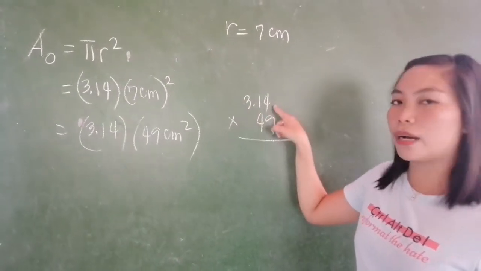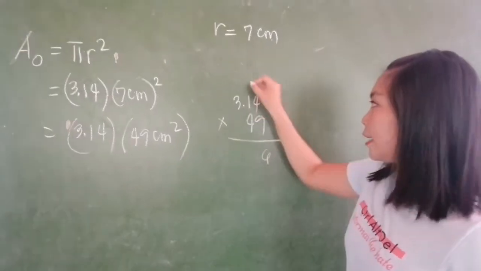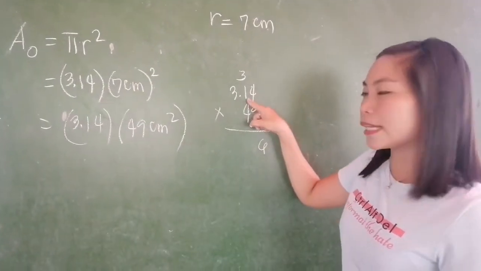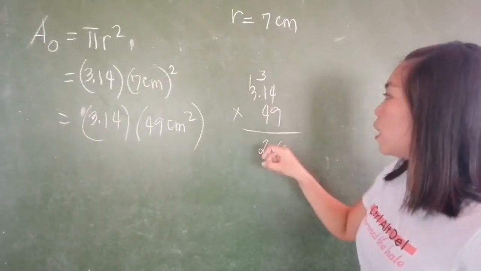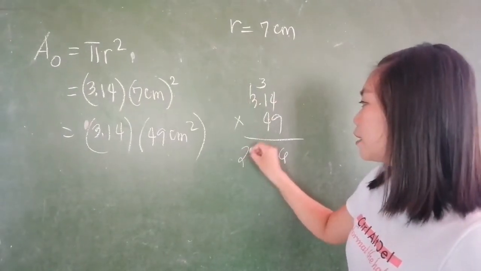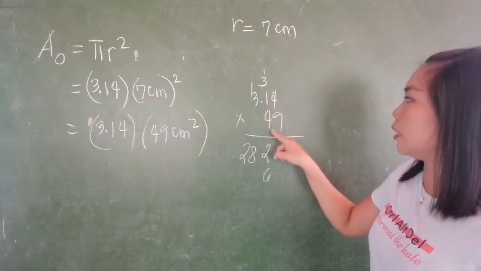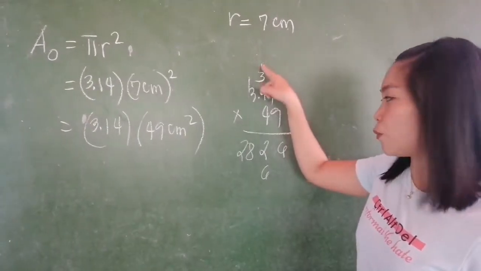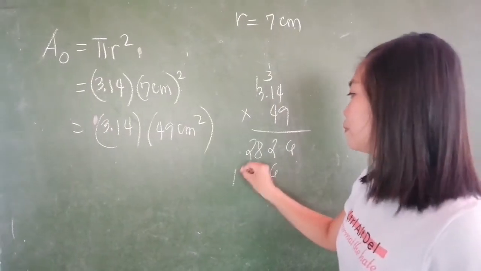So, 9 times 4 is 36, write 6, carry 3. 9 times 1 is 9, plus a 3, you have 12, carry 1. 9 times 3 is 27, plus 1 is 28. 4 times 4, of course, 16, write 6, carry 1. 4 times 1 is 4, plus 1 is 5. Then 4 times 3, you have 12.